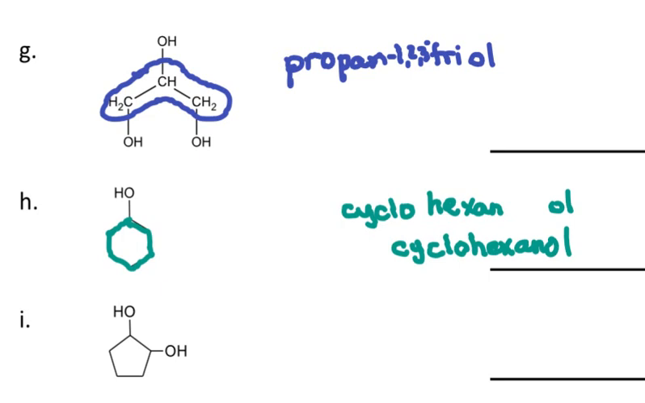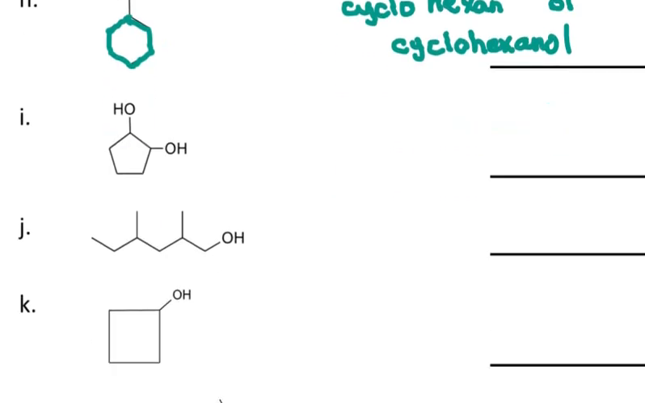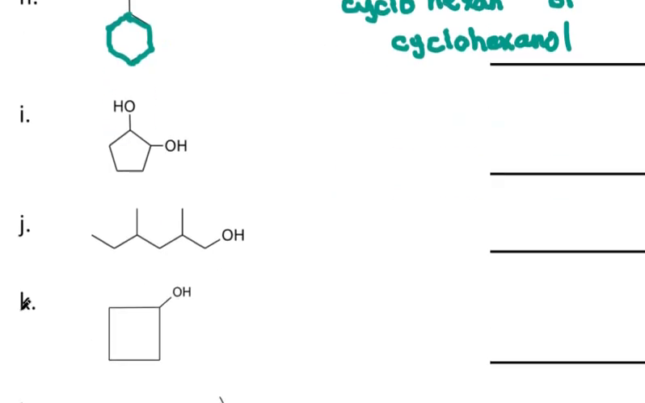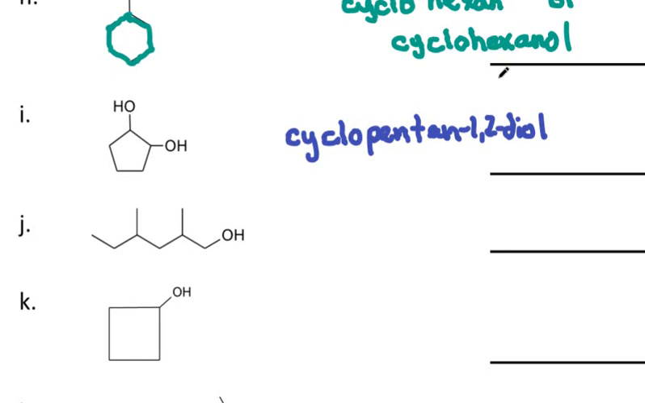And then they give us another ring here. What is this? Pentanol? Cyclopentanol? 5 carbons in a ring is cyclopentane. OH makes it an alcohol, so cyclopentanol. There are 2 of them, so diol. And they're on carbons 1 and 2, if you number this right. Cyclopentan 1,2-diol.